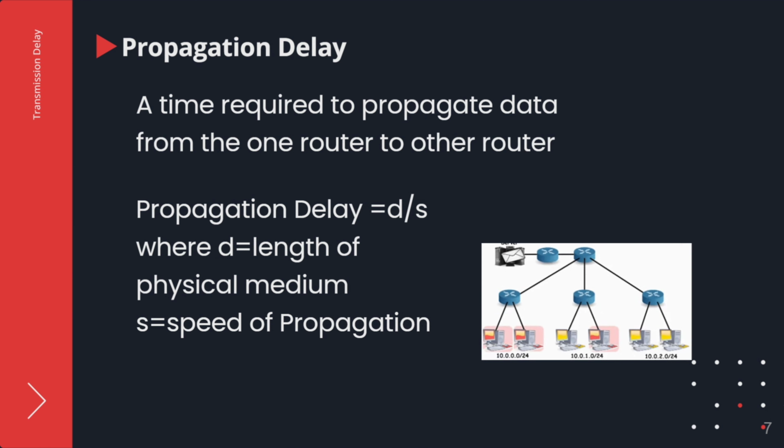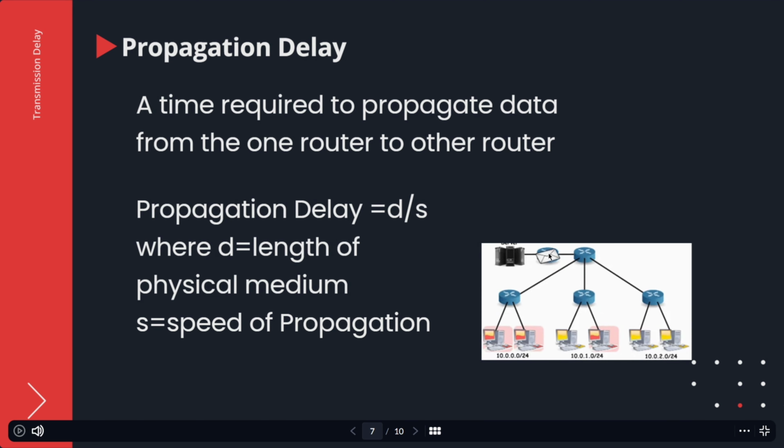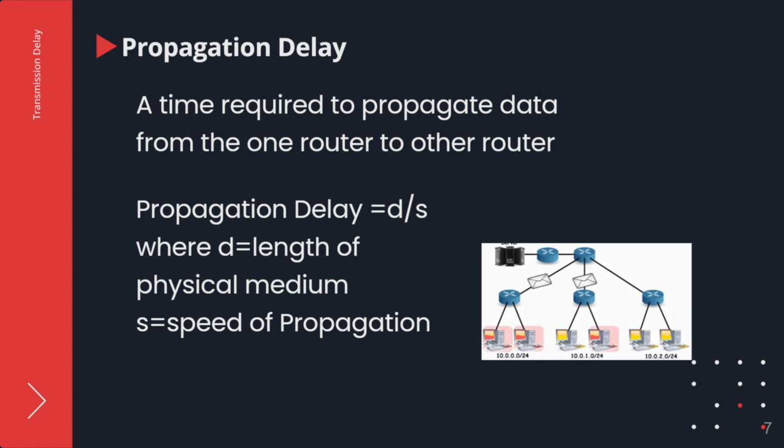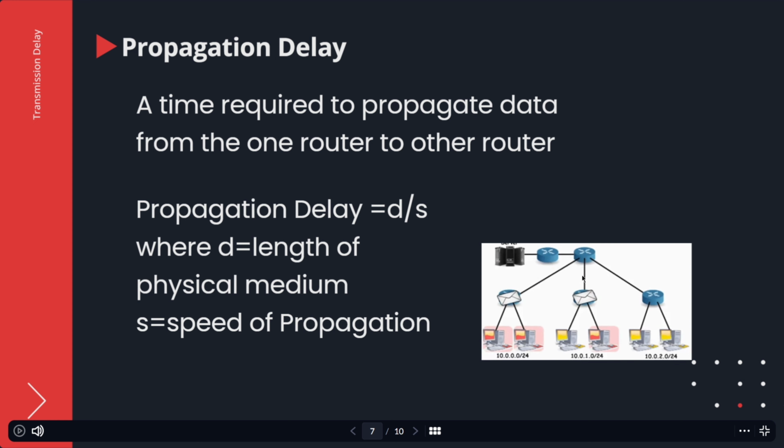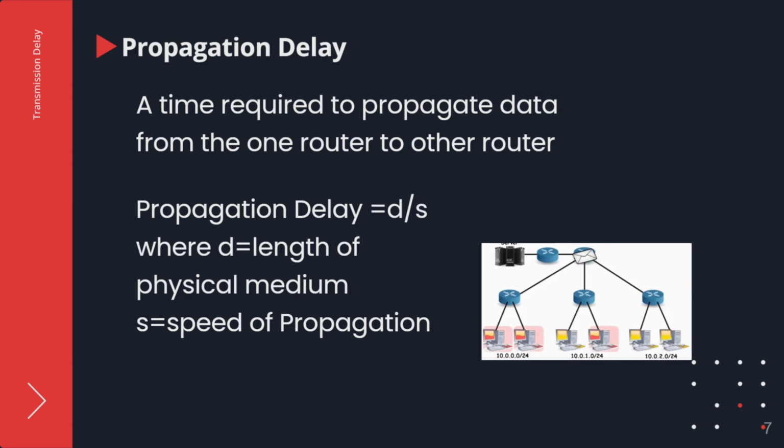Next is propagation delay, the time required to propagate the data from one router to another router. It means there is a list of routers, and one router is transmitting data to another router, and whatever time is taken between them is called propagation delay. We can calculate it from the equation d/s, where d is the length of the physical medium and s is the speed of propagation. If the length between two routers is high, then the propagation delay will be high, and if the speed is high, then the propagation delay will be low.